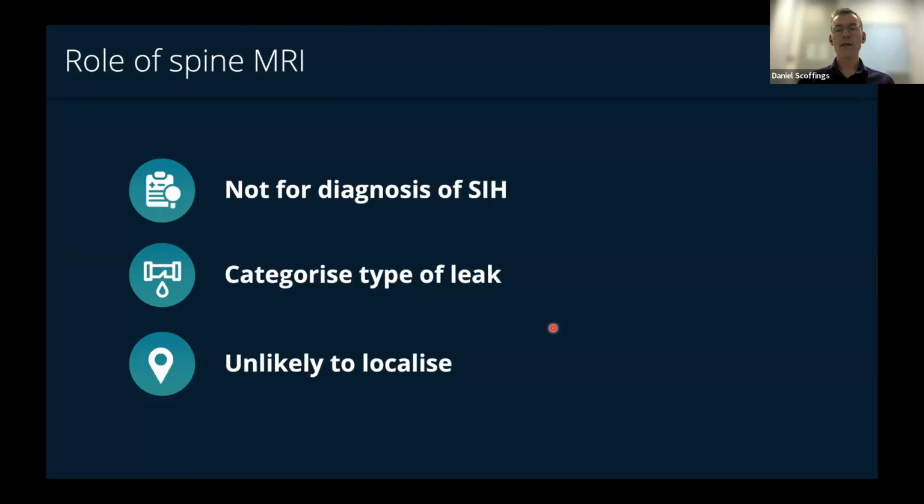Is it a dural tear? Is it likely to be a CSF venous fistula? And in doing so, this helps us work out, based on what type of leak they may have, what's going to be the best way to look for it with myelography, which is what talk two will be about.